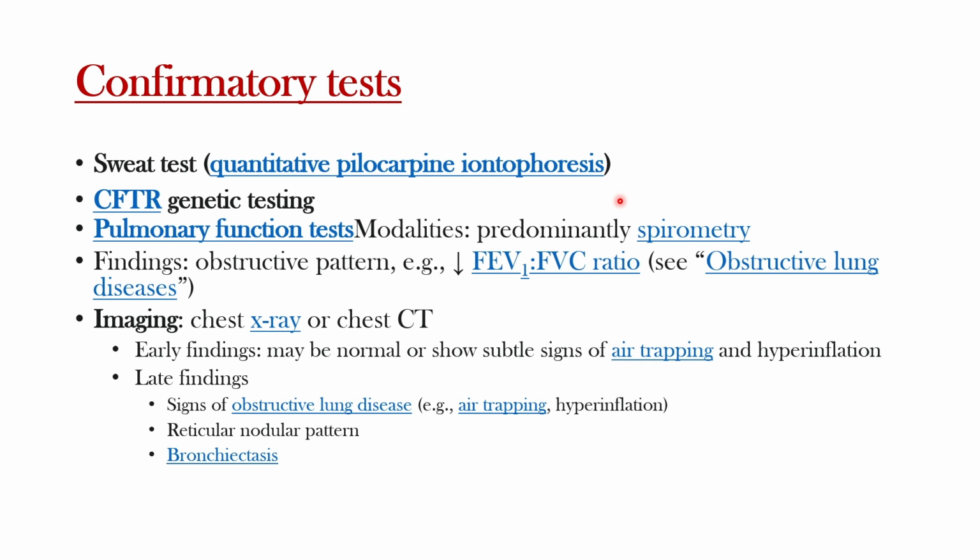For the confirmatory tests, we mentioned that we'll do the sweat test, the CFTR genetic testing, the pulmonary function test, and imaging with a chest X-ray. For the pulmonary function test, our findings will be an obstructive pattern, with a low ratio. On the chest X-ray, in the beginning we will see normal signs, or some air trapping or hyperinflation. Then we will see obstructive lung disease, air trapping and hyperinflation, a reticular nodular pattern, and bronchiectasis.